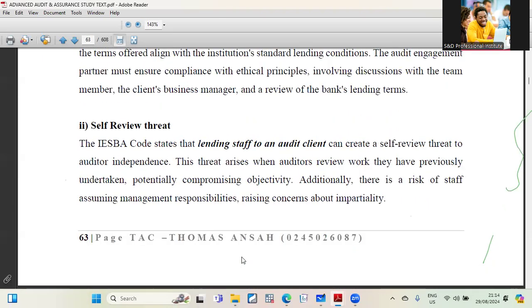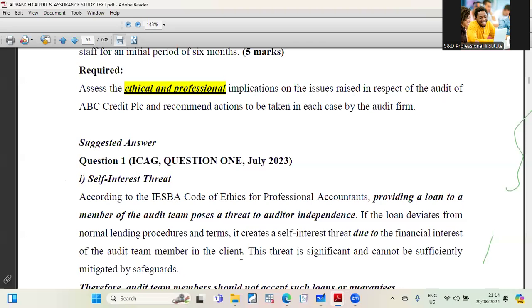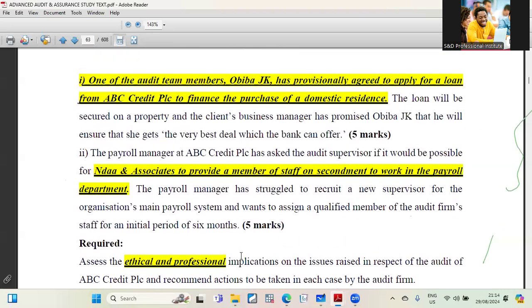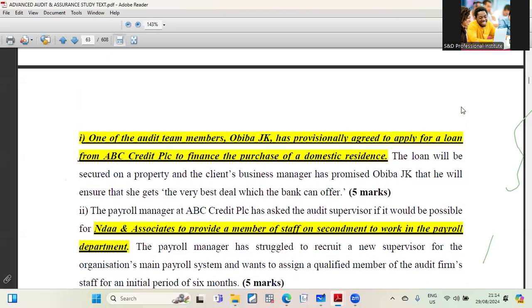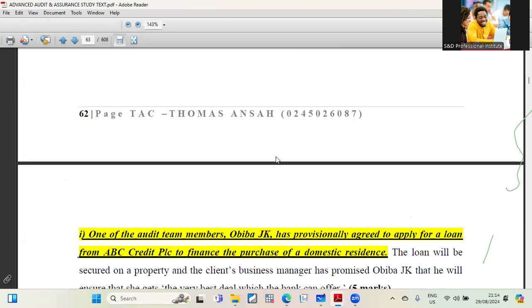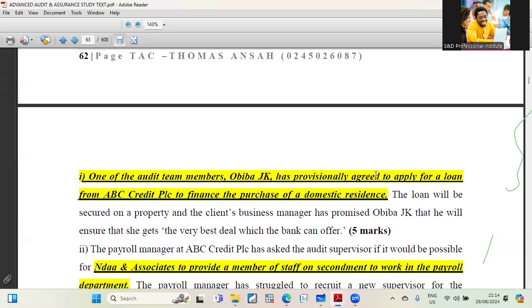So now look at how we answer the question. So how do you answer this question? Number one, I said that you have to identify the threat heading. Which one do you think is this one? One of the audit team member has provisionally agreed to apply for a loan. Which threat do you think it falls under?